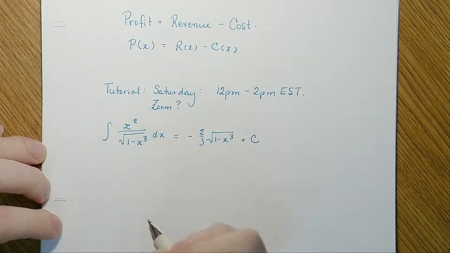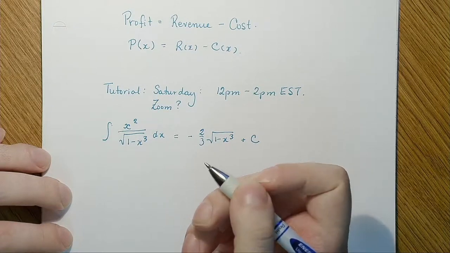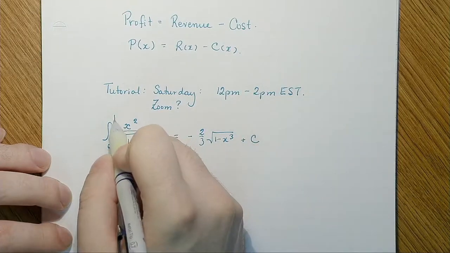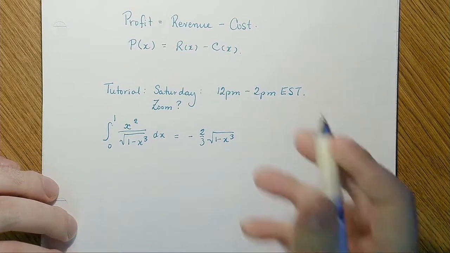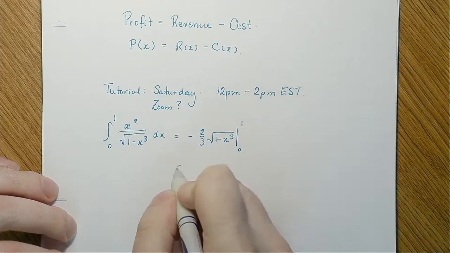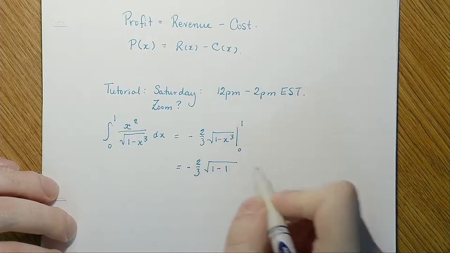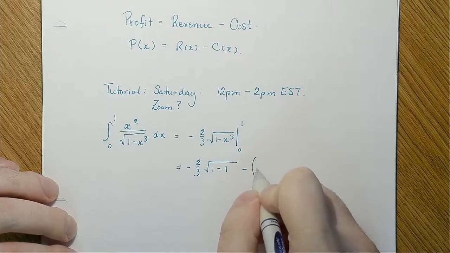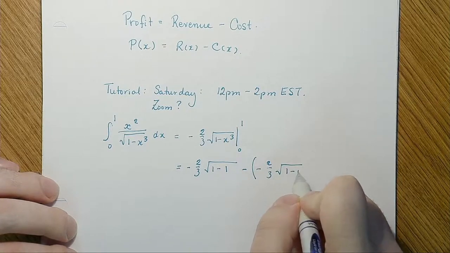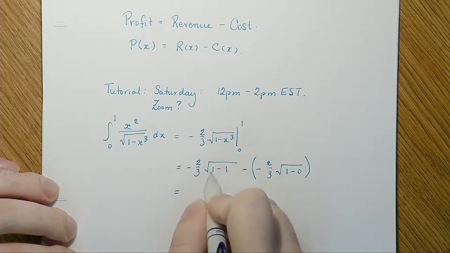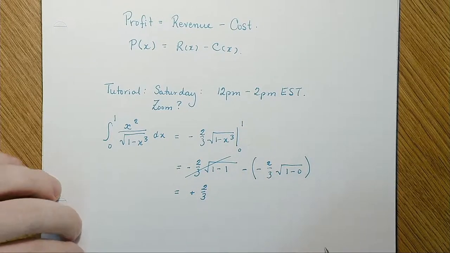Now, what could happen is if I change this so that I go from 0 to 1, and we'll evaluate that. From 0 to 1. Then I substitute in here. So 1 minus 1, minus, be very careful of your minus signs again, 1 minus 0. So 1 minus 1 gives me 0, so this cancels out. I'm left with plus 2/3, and the square root of 1 is just 1.